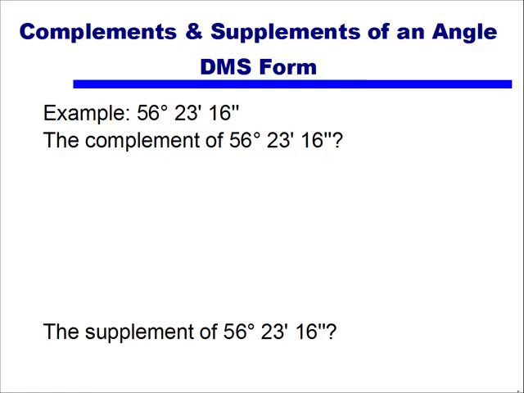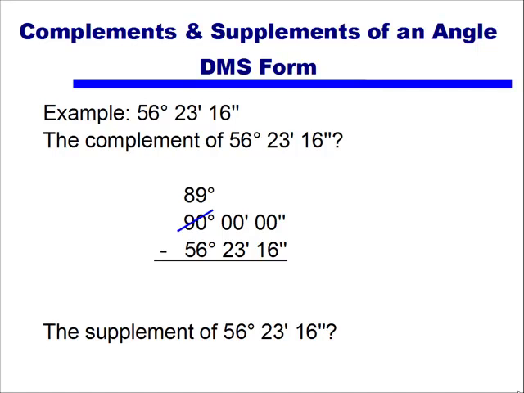Let's look at one slightly more complicated example. If you're given a problem in DMS form, remember that's degree, minute, second form. If now we look at 56 degrees, 23 minutes, and 16 seconds, to find its complement, we're again going to subtract that from 90 degrees. We're going to set it up vertically, and we're going to rely on our basic math skills to do some borrowing in order to do the subtraction.